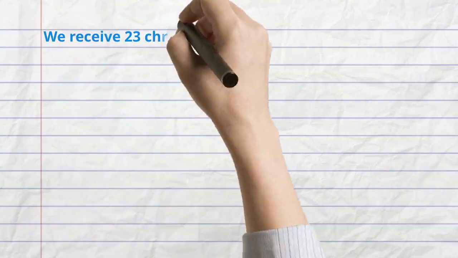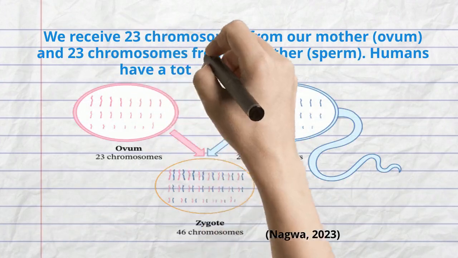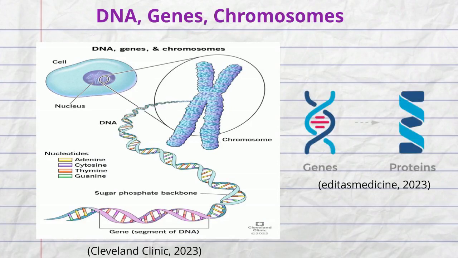Every cell in our body has 46 chromosomes, where 23 are from our mom and 23 are from our dad. A chromosome is a thread-like structure found in the nucleus of our cell, and it carries our genes. A gene is a functional hereditary unit made up of a short section of DNA. Our DNA is made up of four nucleotide bases, which are adenine, cytosine, guanine, and thymine. Think of these nucleotide bases as building blocks for DNA.